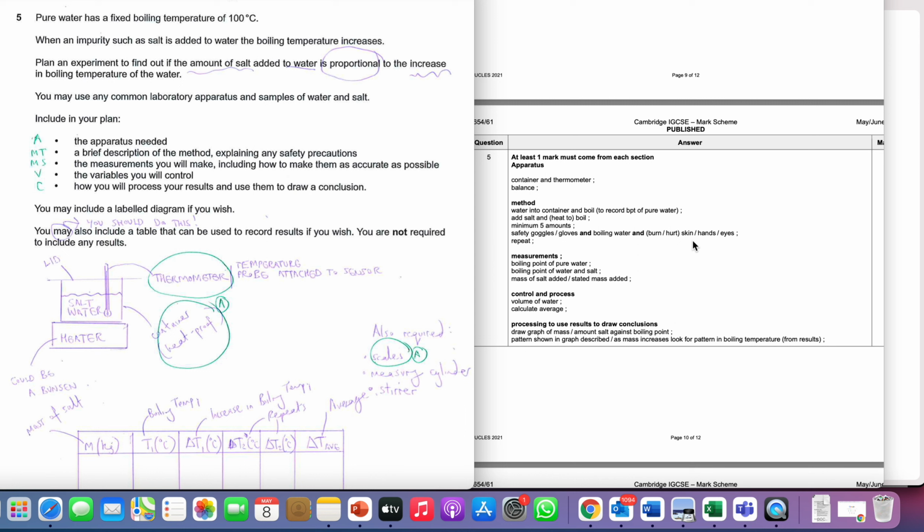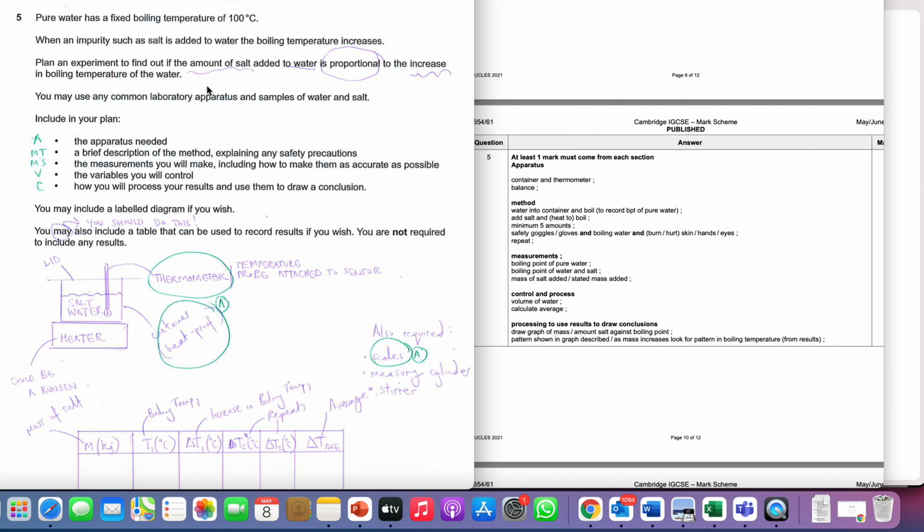So, first thing, we'll just read the question. We're looking at pure water, which has a boiling temperature of 100 degrees. When you add salt, that boiling point increases. Plan an experiment to find out if the amount of salt added is proportional to the increase in boiling temperature. So what we're saying here is, does the increase in the boiling temperature increase as we increase the amount of salt? The more salt I add, does that make a bigger change in the boiling temperature?